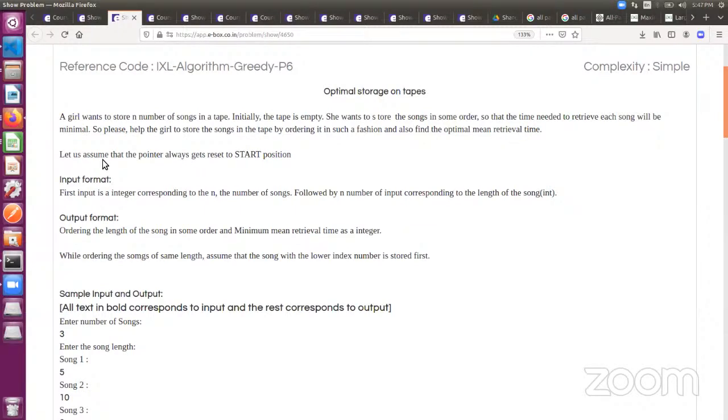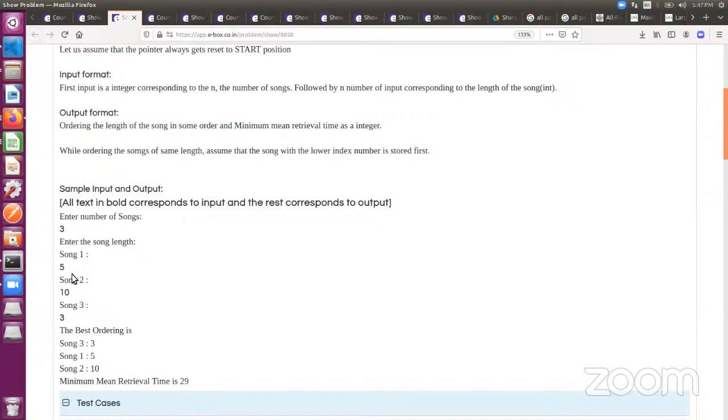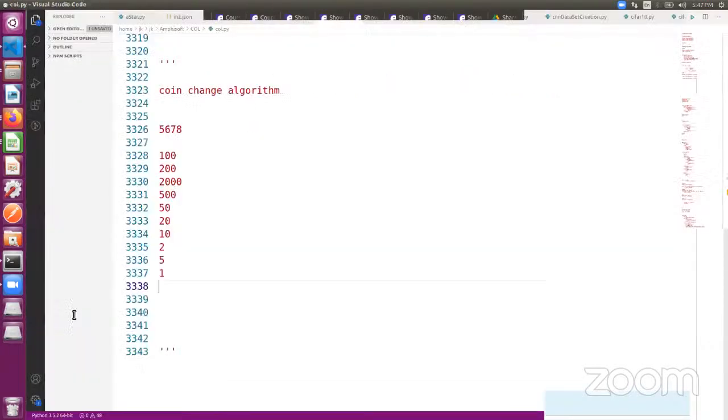Okay. So let us assume that the pointer always gets reset to the start position. Once you retrieve a song, automatically it goes to the start position. Fine. So now there are 3 songs. So the problem is you'll be given the song along with the duration, length of the song. So first song is 5 minutes, second song is 10 minutes, third song is 3 minutes. So if we arrange it in the same order, let's suppose we are arranging the songs in the same order. So now what happens?